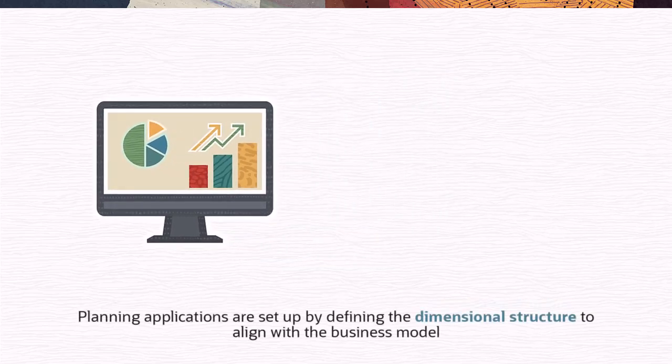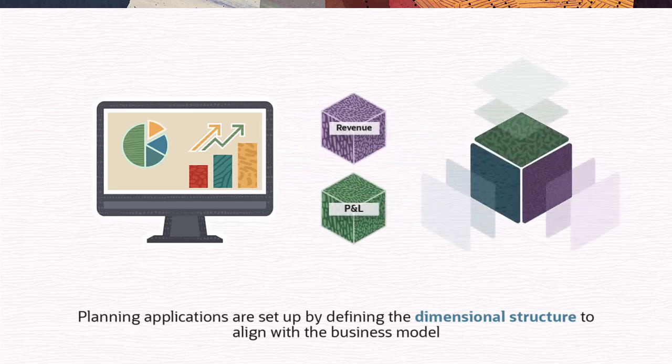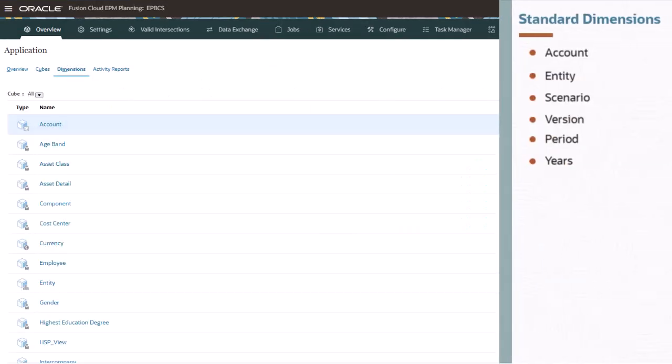For example, you can create separate revenue and profit and loss cubes for sales and finance, then specify which dimensions are shared or unique to each cube. Standard dimensions provide the application's base structure. If planning in multiple currencies, include the currency dimension.